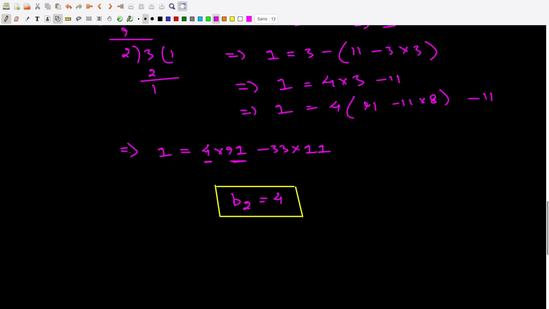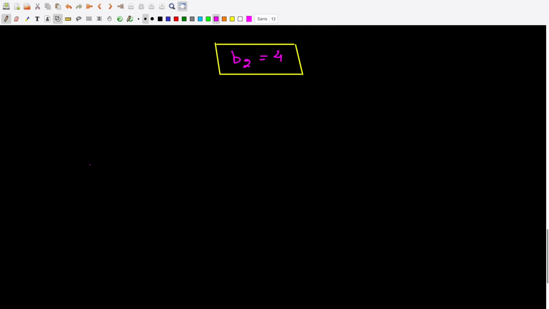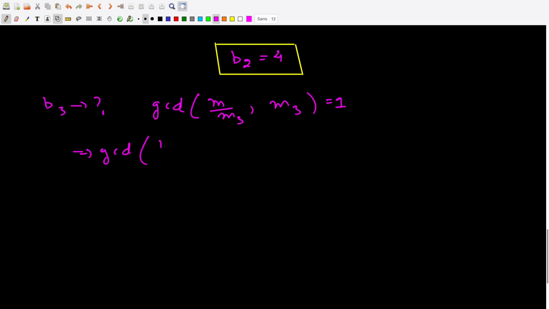Now let us work on the value of b3. We want to find out b3. In order to find out b3, we know that GCD of m upon m3 comma m3 equals 1. Let's plug the values. M is 1001 and m3 is 13, right? So this is basically saying that GCD of 77 comma 13 equals 1.